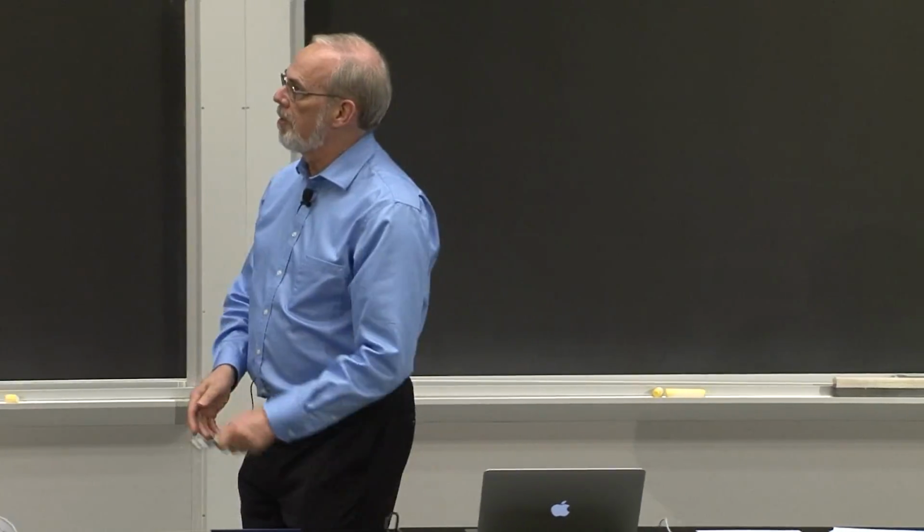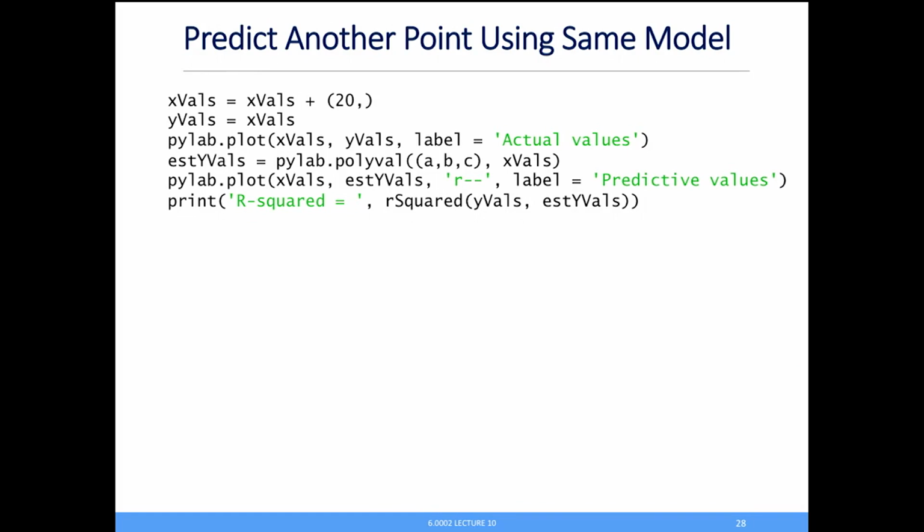Okay, let's see how well it predicts. Let's add in one more point out at 20. So this is 0, 1, 2, 3. That's 0, 1, 2, 3. I'm going to add 20 in there, so it's 0, 0, 1, 1, 2, 2, 3, 3, 20, 20. Again, I can estimate using the same model, so I'm not recomputing the model. The model I predicted from using those first set of 4 points. I can get the estimated y values, plot those out, and again compute the R-squared value here.